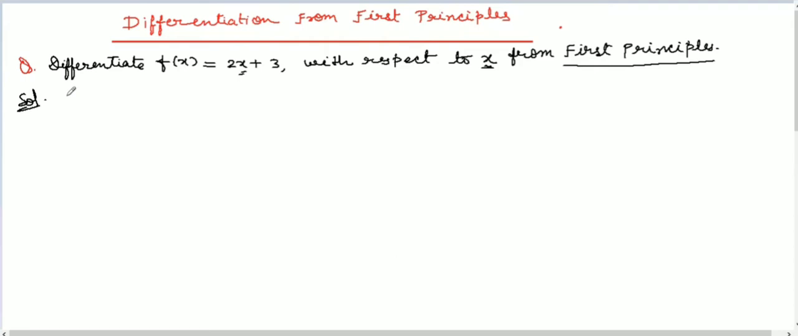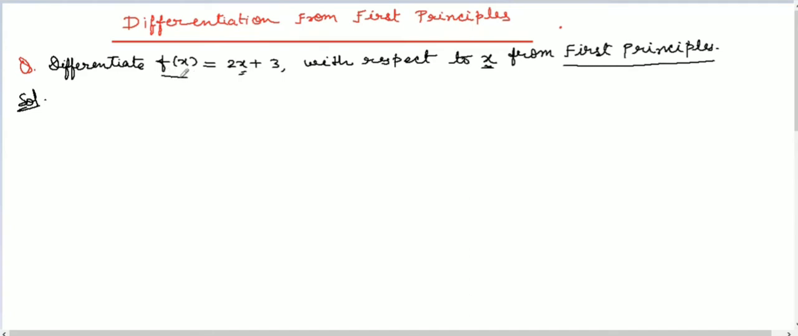Differentiation is the process of finding the slope and gradient. So when we differentiate any function, we will find the slope and the gradient. So we are going to use the differentiation from first principle. Let's write down the formula first, how to differentiate from first principle, and we will use this formula here.